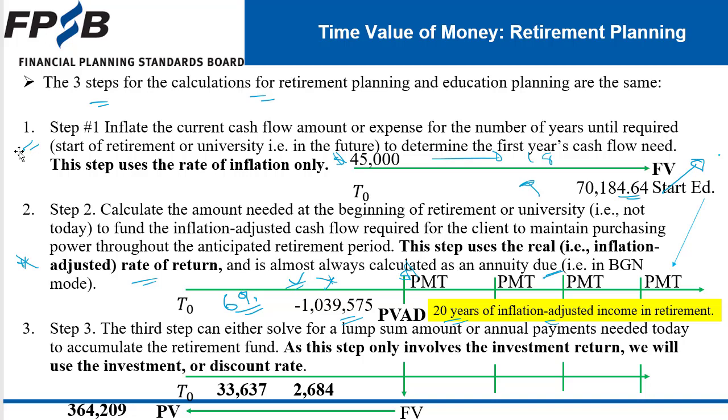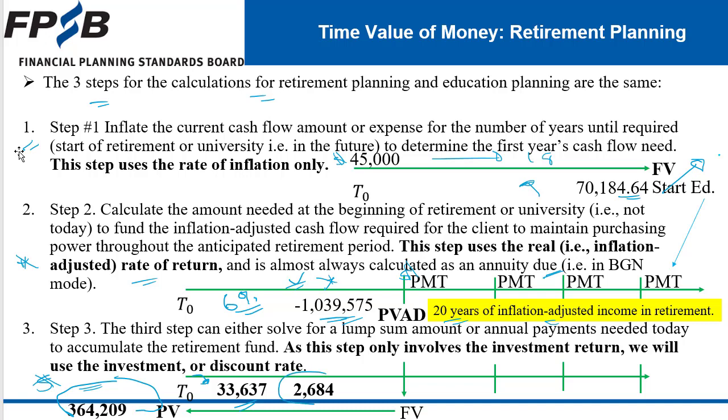And so the third step was just saying, okay, we need that $1,039,575 18 years from now. How much do we need today? If we had all of it today to fully fund it, we'd need $364,209. Or we could calculate it as an annual end-of-year savings plan. We calculated that we would have to save $33,637 at the end of this year and every year for 18 years at a 6% compounding rate of return to have $1,039,575 in place 18 years from now.